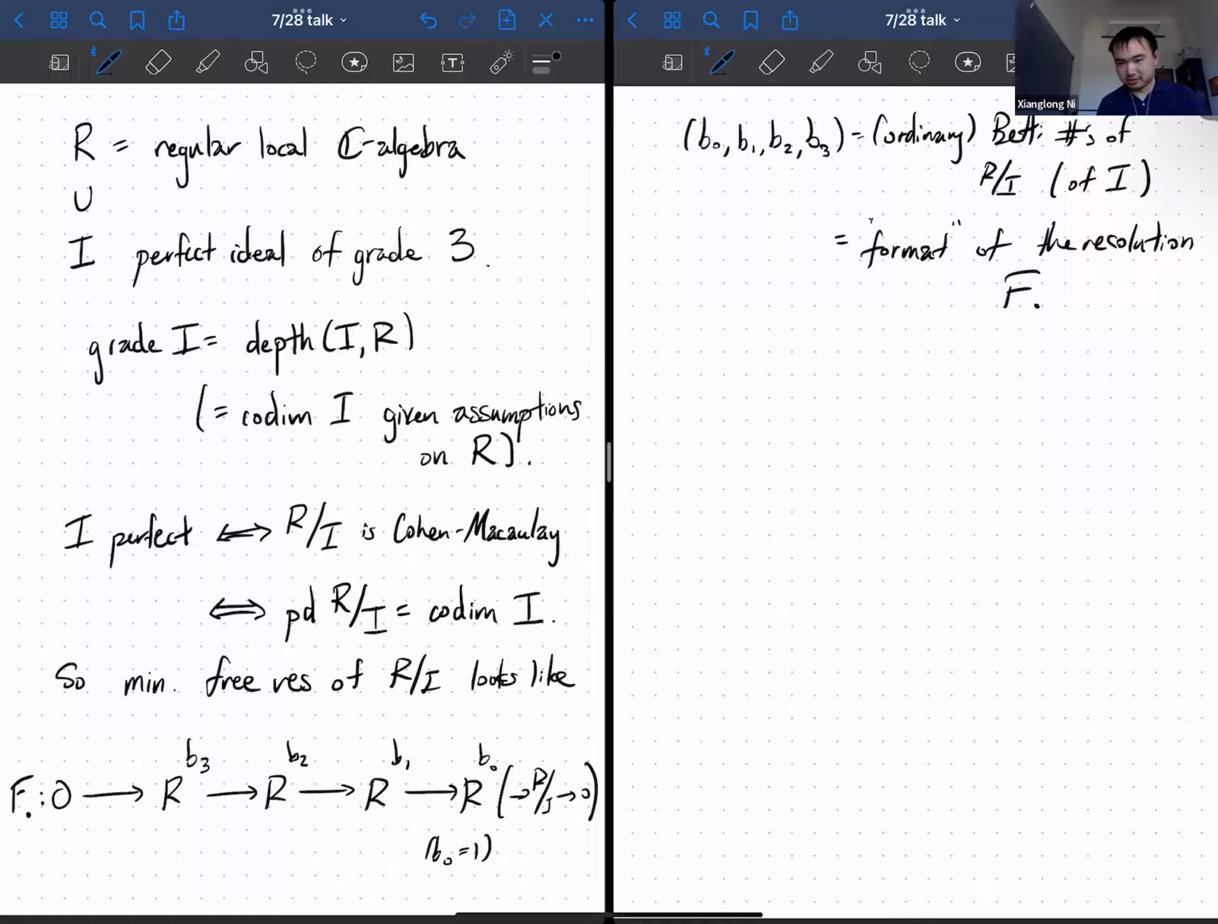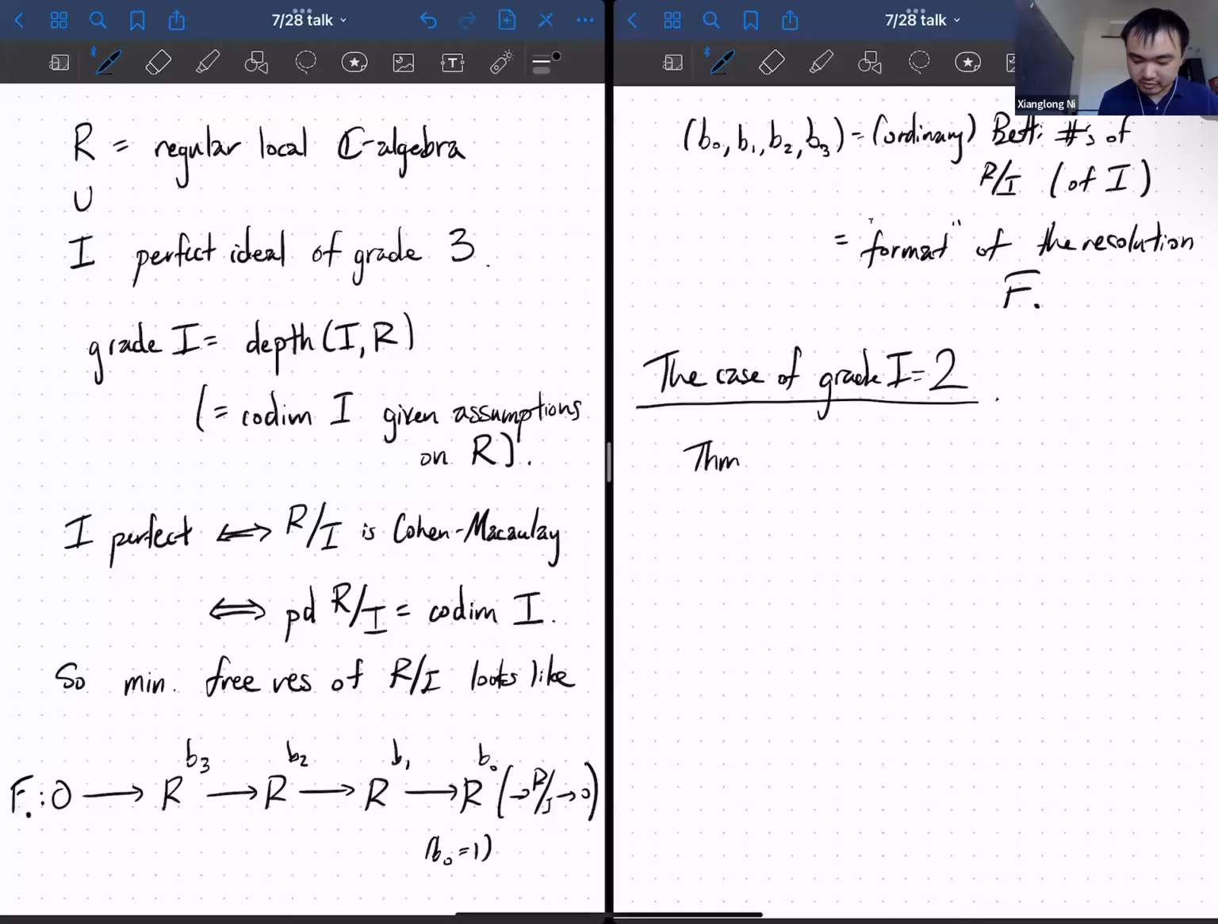Before I tell you about the story in grade 3, I want to say what's known in grade 2. The situation in grade 2 has been well understood for a very long time, and it goes back to the famous theorem of Hilbert-Burch. It was first established by Hilbert in the 19th century for polynomial rings, and then later vastly generalized by Burch to arbitrary rings. It completely characterizes the structure of free resolutions of length 2 of cyclic modules.